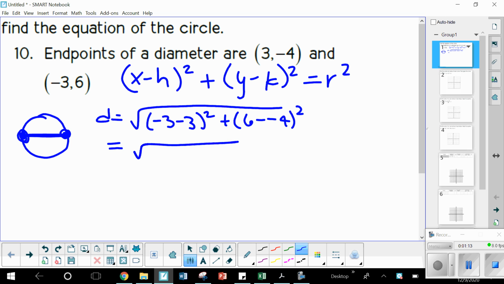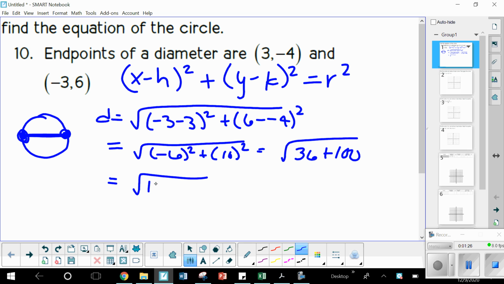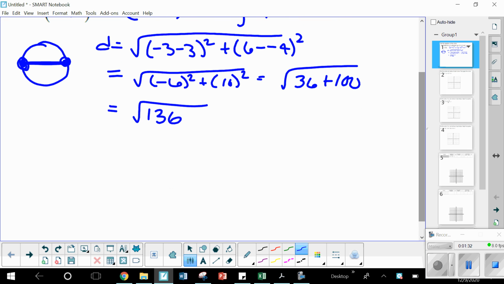And just clean that up. We get -6 squared and then 10 squared. That, of course, is 36 and 100, which is the square root of 136. And then you need to try and break that down. Breaking down the square root of 136, 4 goes in there 34 times. So this turns into 2 square root of 34.